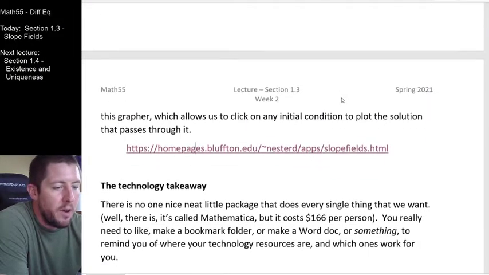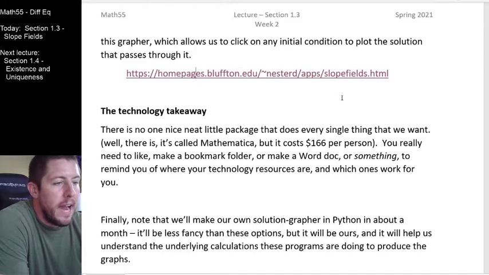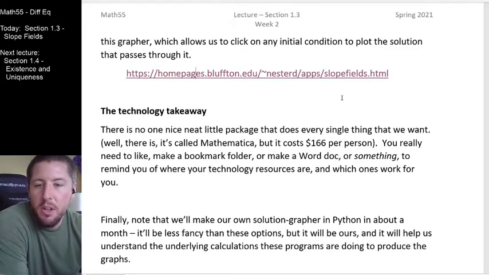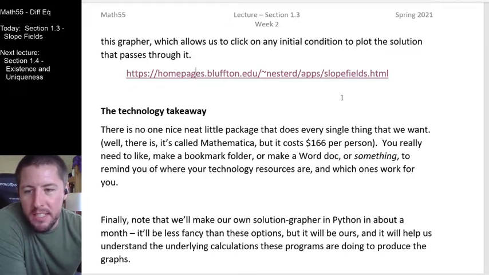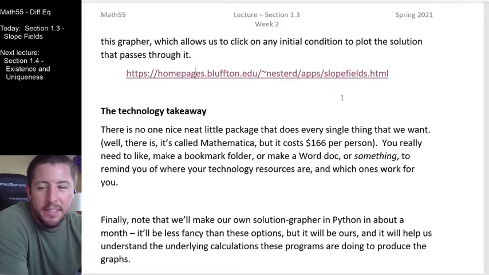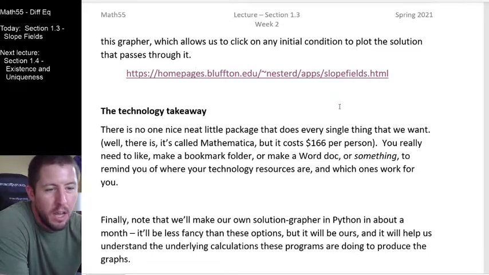The technology takeaway. There is no one nice, neat little package that does every single thing that we want. Well, there is one. It's called Mathematica. It costs $166 per person. Don't buy that unless you have a really good reason to. Mathematica is awesome. It's just a little too expensive, but I get it. They have a whole team of PhDs making that stuff. Like, it's not simple to make things really, really good.